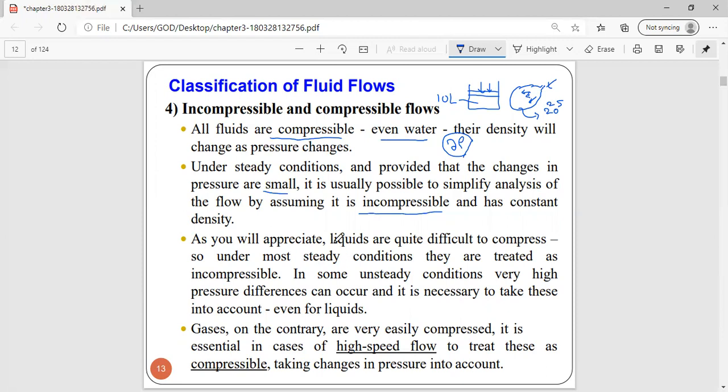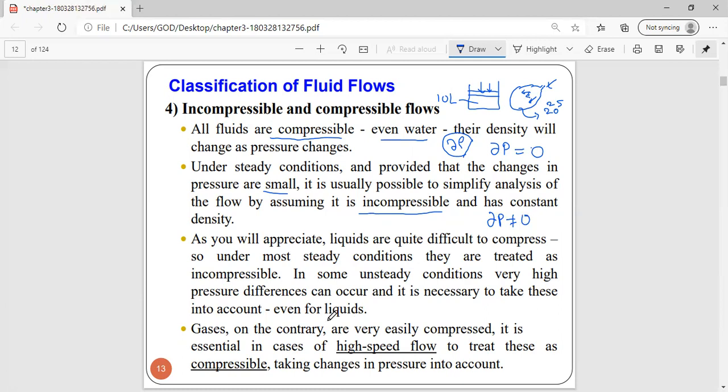So, what is the outcome of this? Simply, if your density is constant throughout, then we call it incompressible flow. If the change of density is zero, then we call it an incompressible flow. But when you apply pressure, if your density is changing, that means your density is not constant, then we call it a compressible fluid.